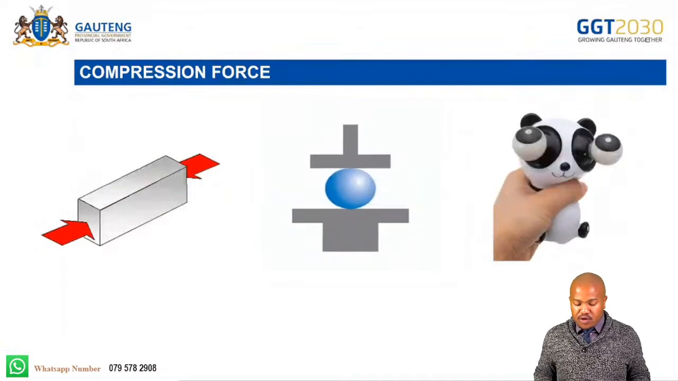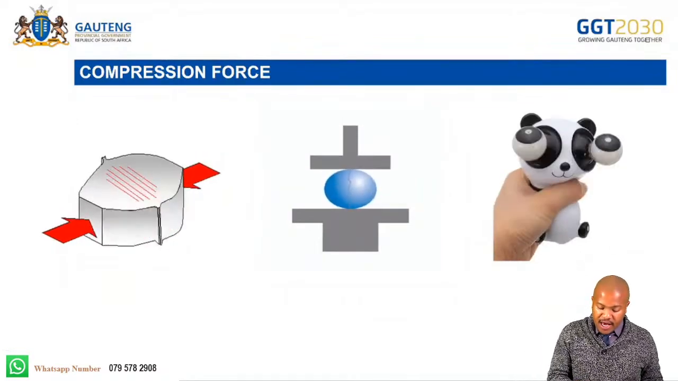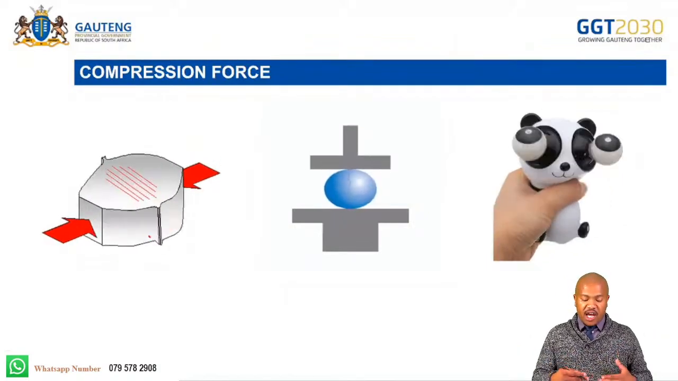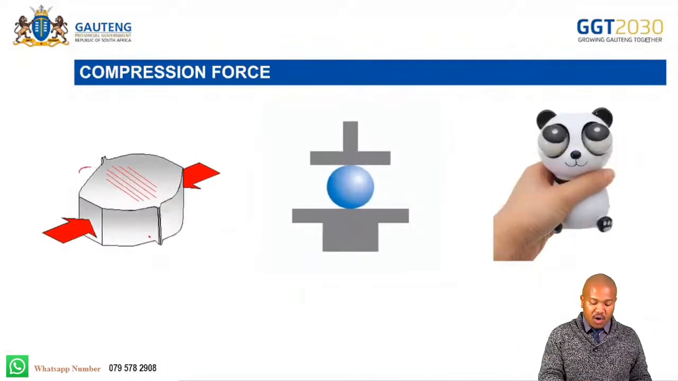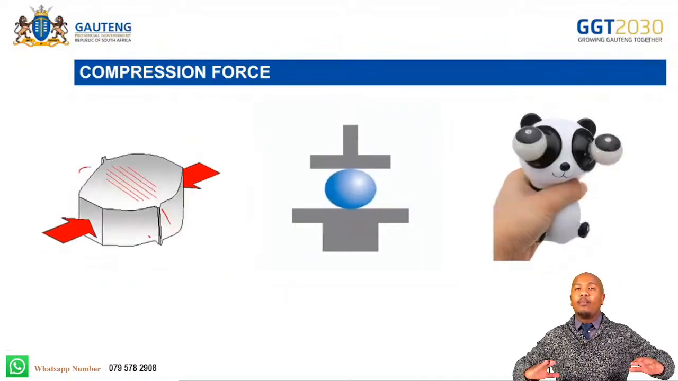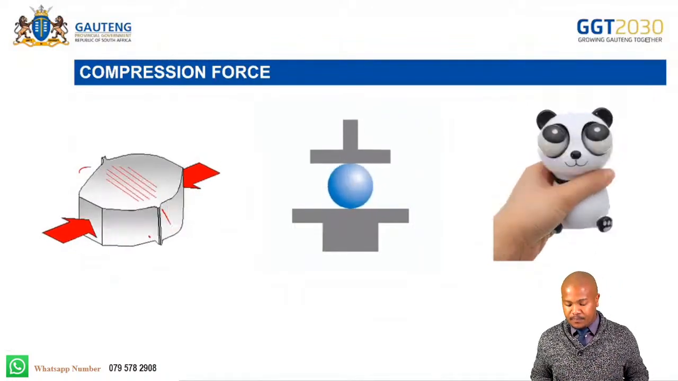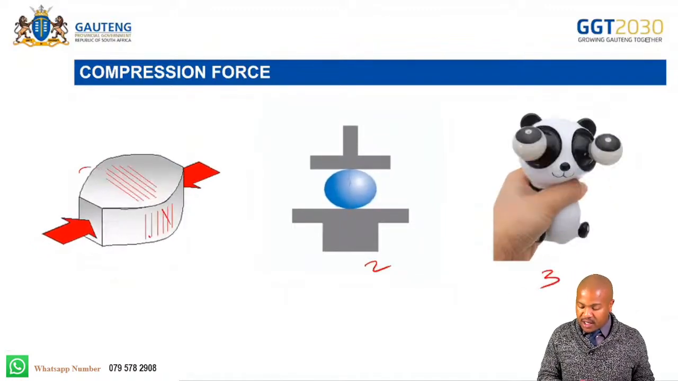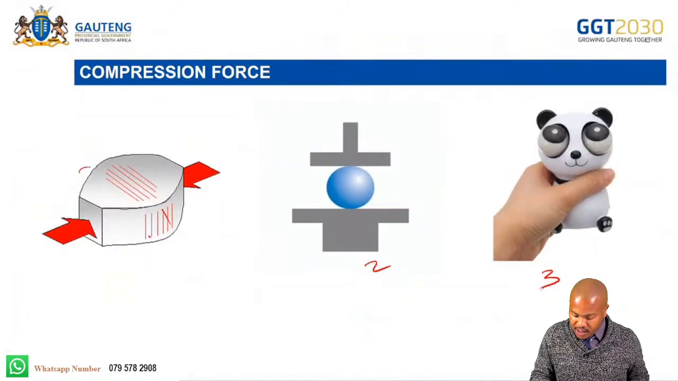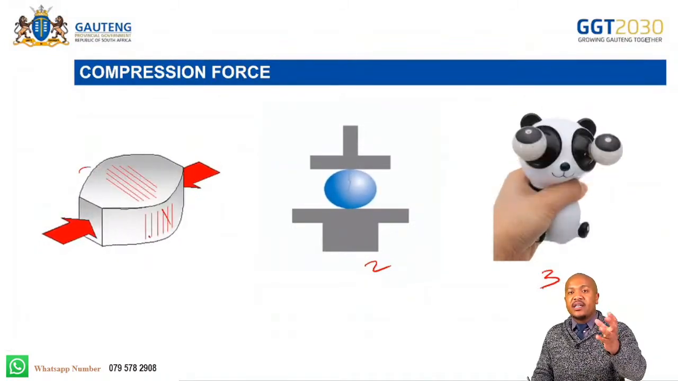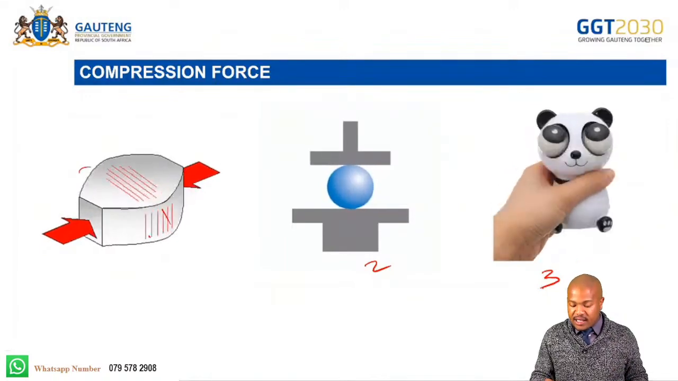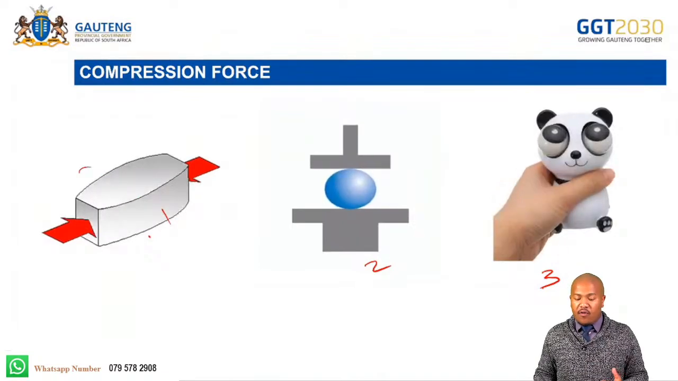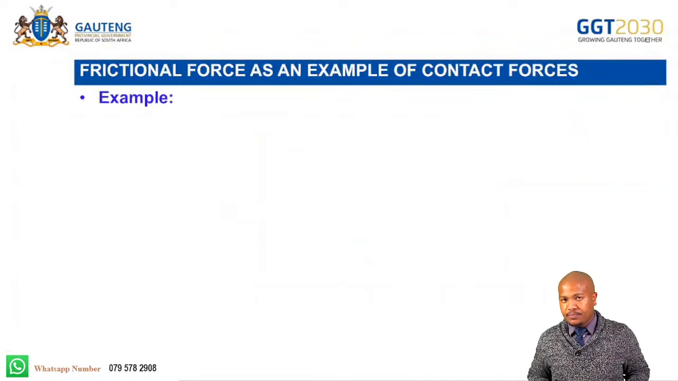Also, these are examples of compression force. Looking at this structure here, it is pushed inward and now it has changed shape, as it bulges on the sides, because of the compression force applied to it. Same as image number 2, and image number 3, on that toy there. As the person is compressing the toy, we can see its eyes popping out and changing shape. This is because of the compression force applied to it.